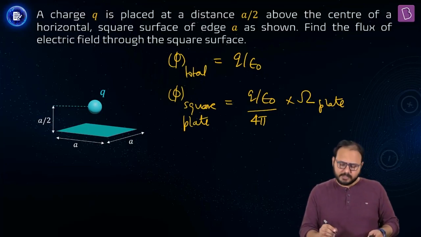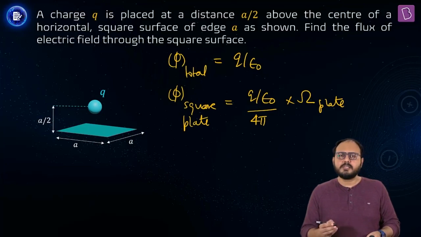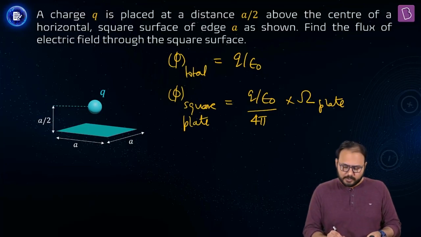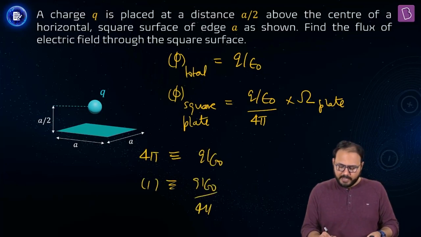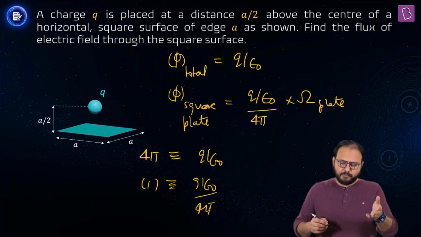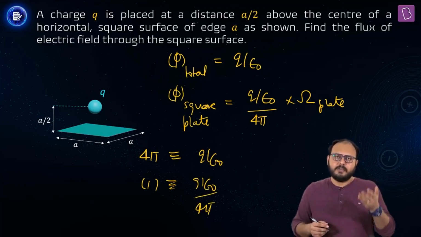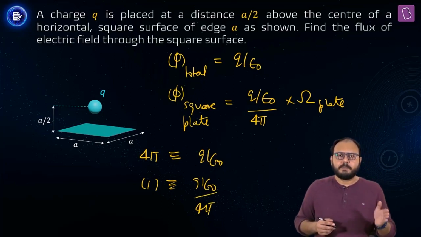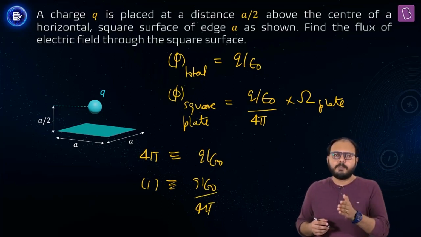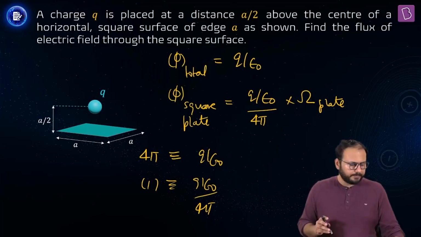How did you get the unitary method, sir? What is the total solid angle? 4 pi total is Q by epsilon naught. 1 is Q by epsilon naught upon 4 pi. And for the plate it is Q upon 4 pi epsilon naught times the solid angle. If 10 apples cost you 100 rupees, what is the cost of 11 apples? 10 apples, 100 rupees. 1 apple, 100 upon 10. 11 apples, 100 upon 10 into 11. That's what I did.